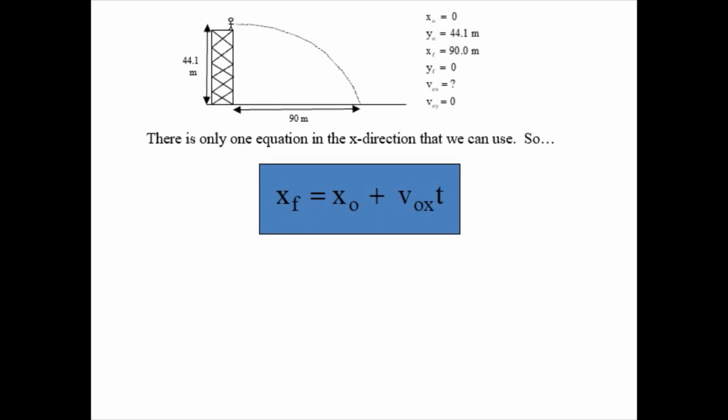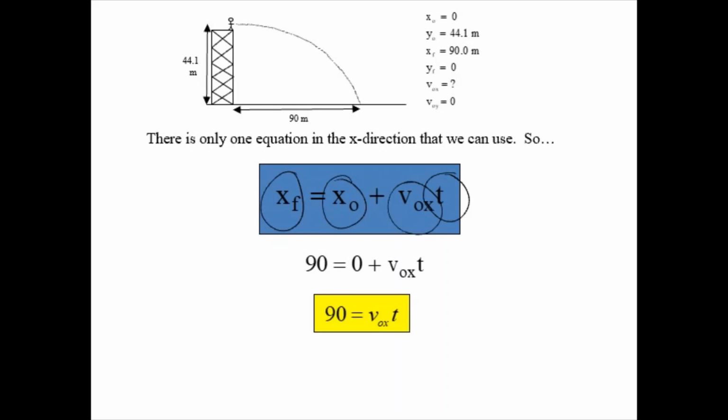So turning to the x direction, why not? Because there's only one equation in the x direction, right? So x final equals x original plus v0x t. So we go ahead and plug in what we know. Do we know x original? Yep. Do we know x final? Yep. Do we know v0x? No. Do we know t? No. So when I plug these things in, I end up with an equation that just says 90 equals v0x times t. So even though there's only one equation here, I can't solve the x direction equation, at least not initially.